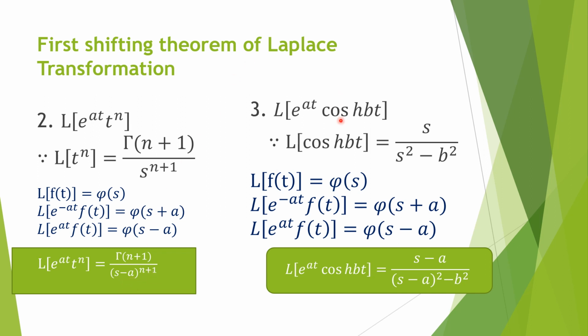plus 1. Similarly, we can see in this example, cos hyperbolic bt. We know that Laplace transformation of cos hyperbolic bt is s upon s square minus b square. So Laplace transformation of function of t is phi of s. After applying first shifting theorem, it will become s plus a or s minus a. So here we have s minus a, because in the numerator we also have s. So it will become s minus a upon s minus a whole square minus b square.